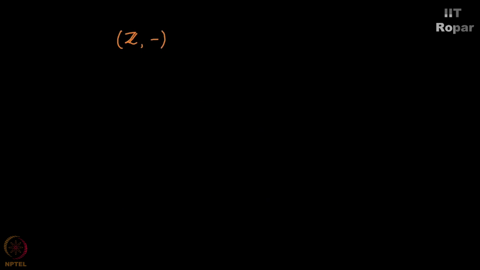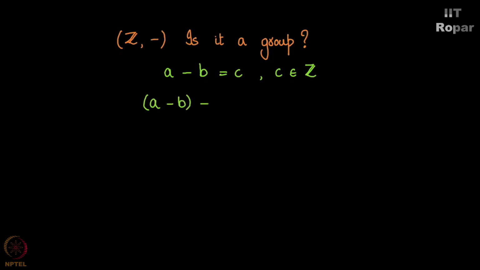Now, is Z under subtraction a group? Let us see. When you do a minus b, you get c. When you subtract two integers, you get another integer, and this integer c is also in the set. Now, when you subtract a minus b and subtract an integer from it, is it the same as subtracting b and c and then doing a minus that? Is it true? Let us see.